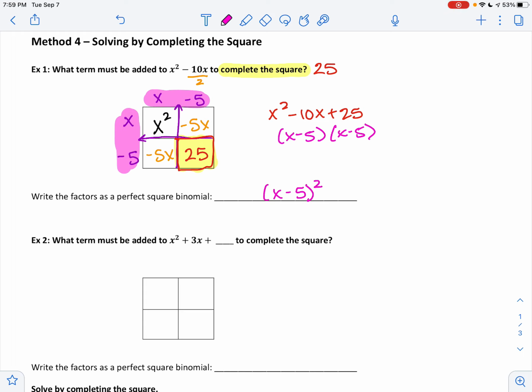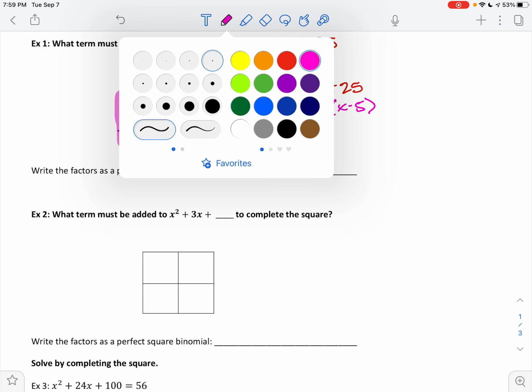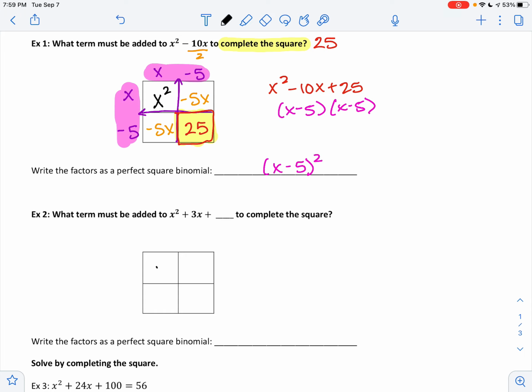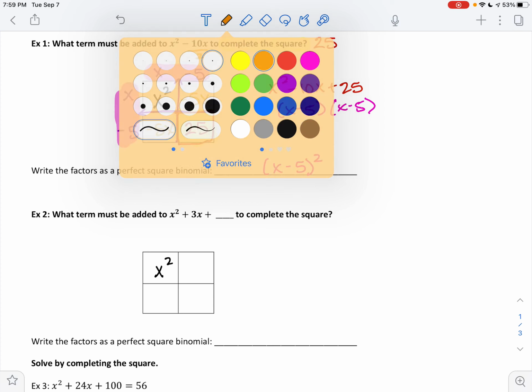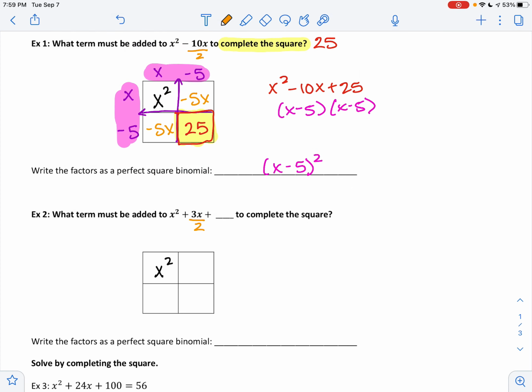Let's try this again with example 2. It says what term must be added to x squared plus 3x to complete the square? Well, we're going to follow the same exact steps. Step 1 is you need to put the first term in the first box. Again, we want this shape to be a square and not a rectangle. So I am going to need to divide this term into two equal pieces. Well, 3x divided by 2, that's a decimal. And believe it or not, it's actually going to be a lot easier if you leave this as a fraction. So I'm just going to leave it as 3x divided by 2.